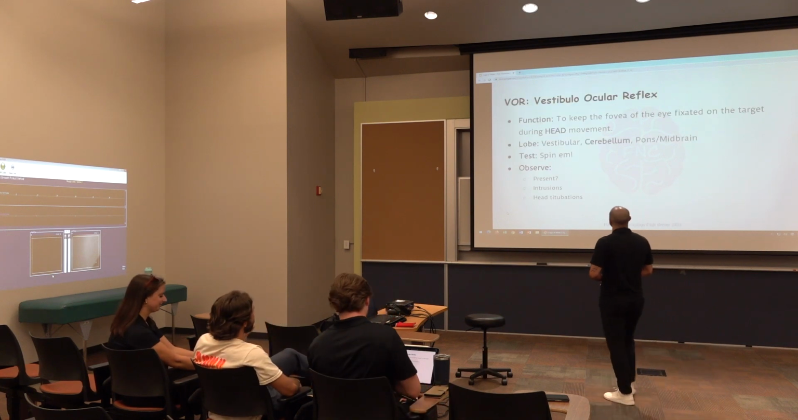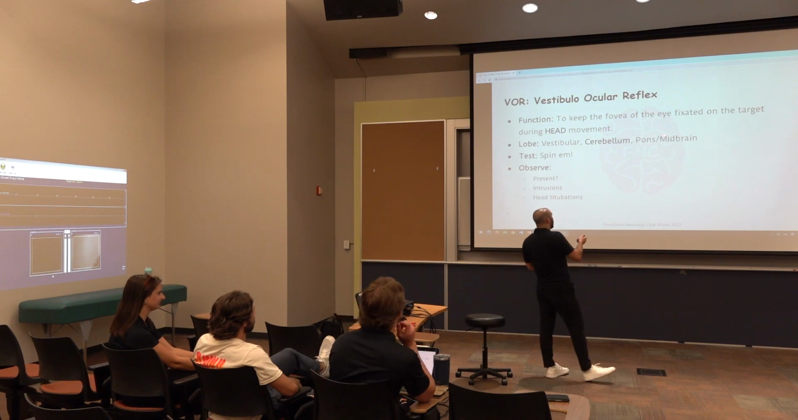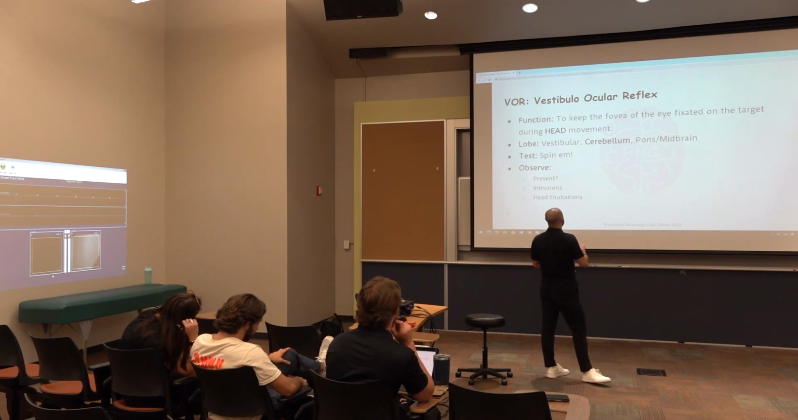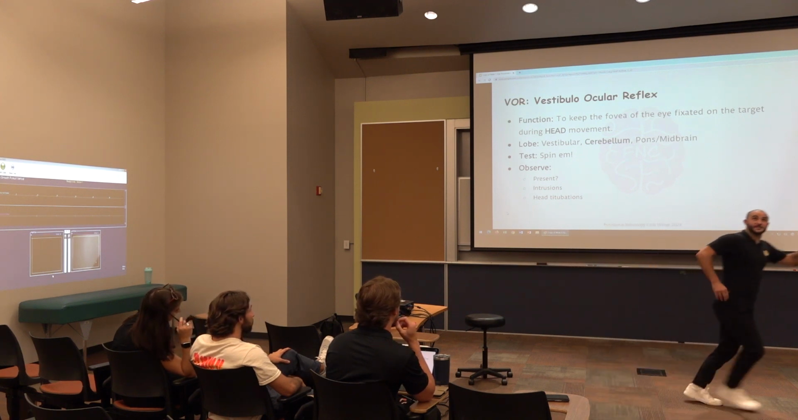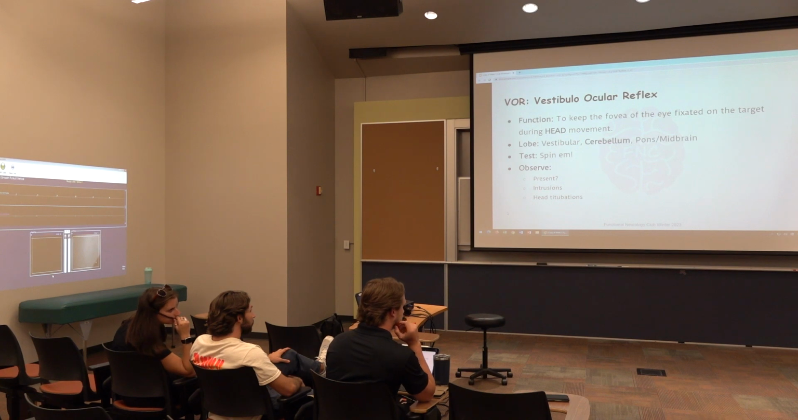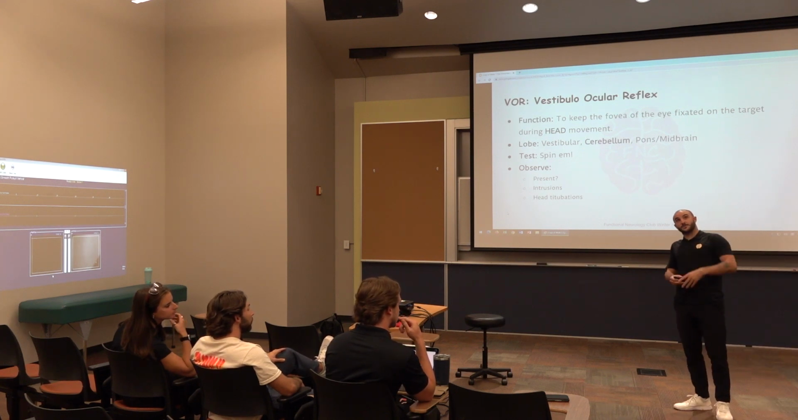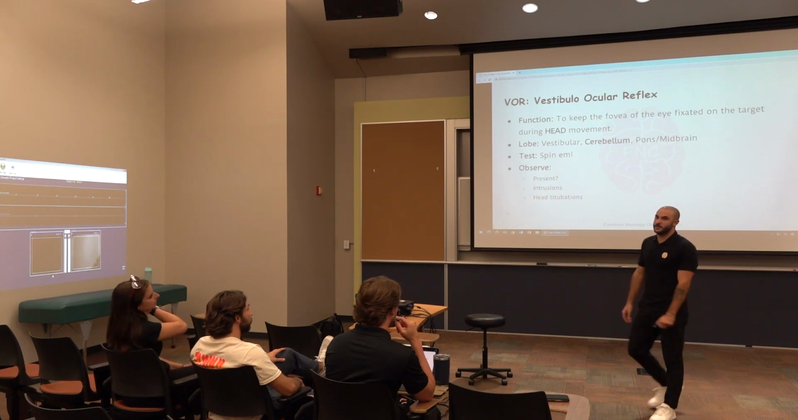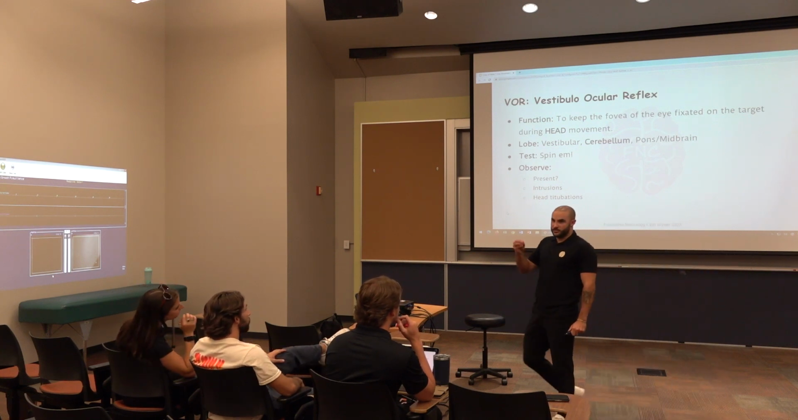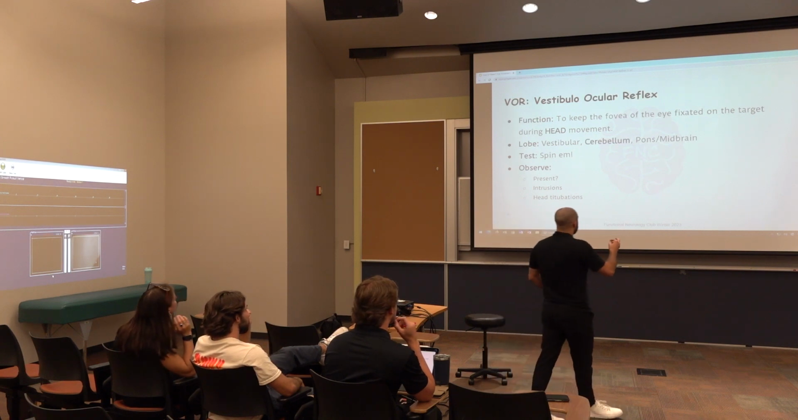Vestibulo-ocular reflex. So the function is to keep the fovea of the eye fixated on the target during head movement. So if I'm running to catch a ball, my VOR kicks in to focus on that ball so that I can line up to catch that ball. Or if there's a ball coming towards me and I have to catch it, it's going to track that ball through space. That's your VOR.